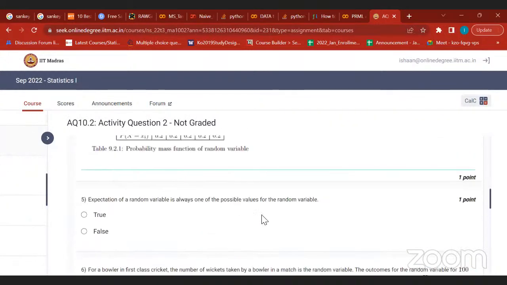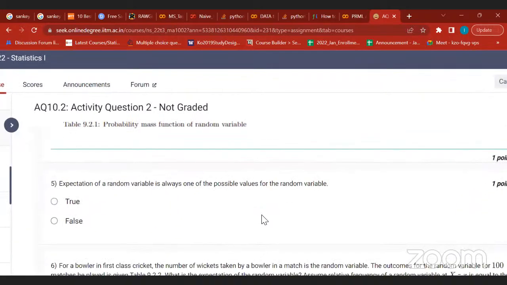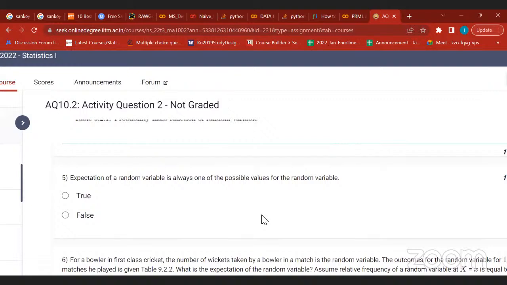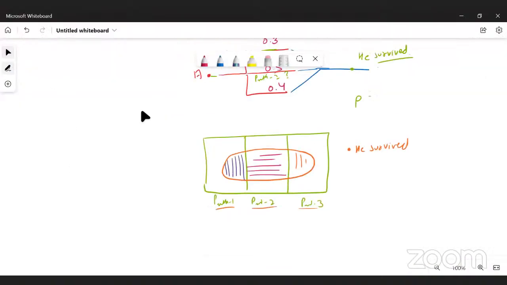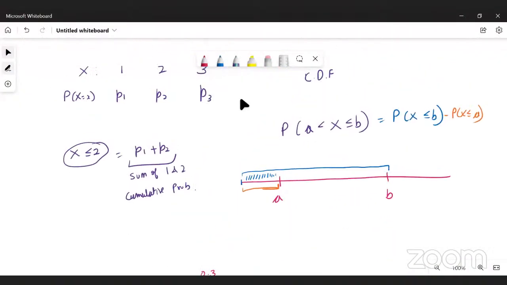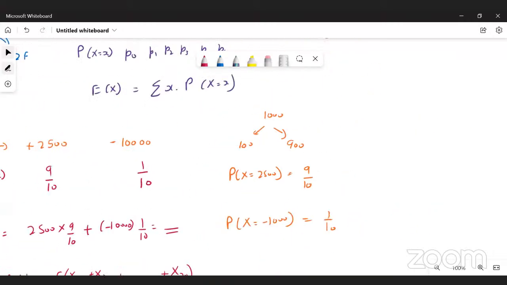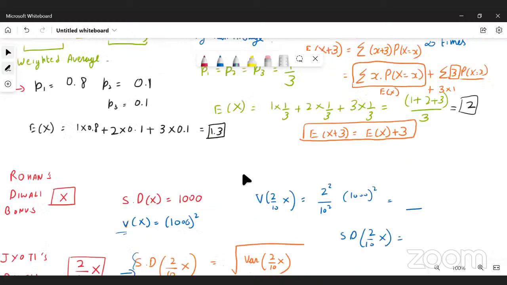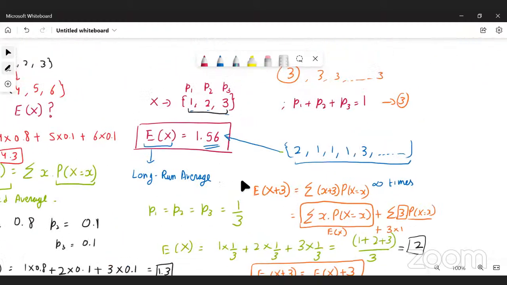Question number 5. Expectation of a random variable is always one of the possible values, or is it? What do you think about it? I think there are exceptions, sir. Okay, let me just show you. We have discussed it today only. I joined late. That's why I'm asking, sir.